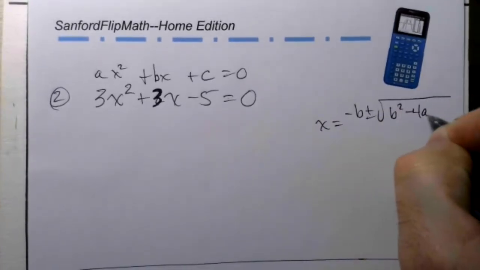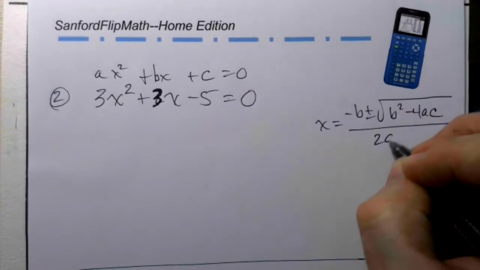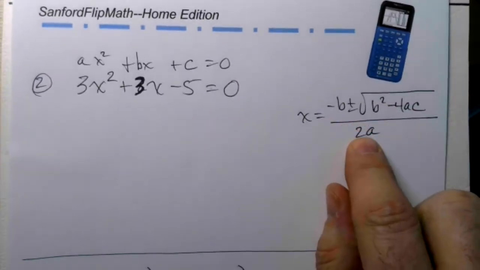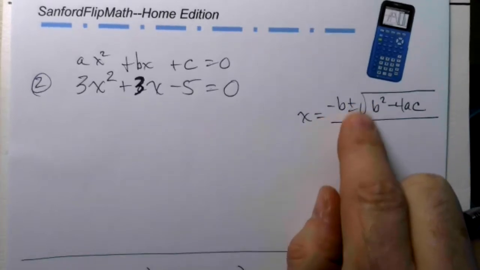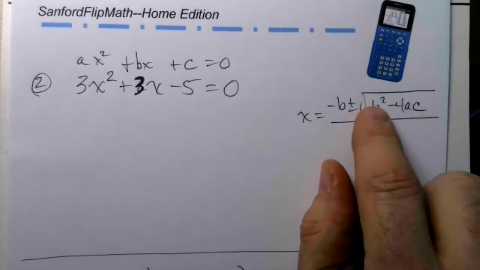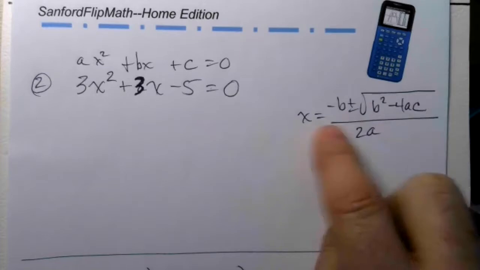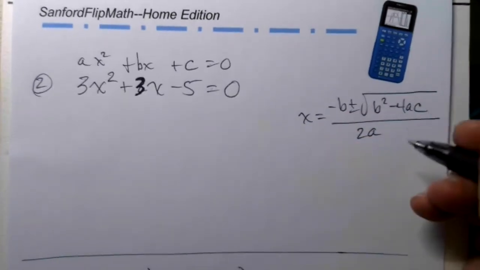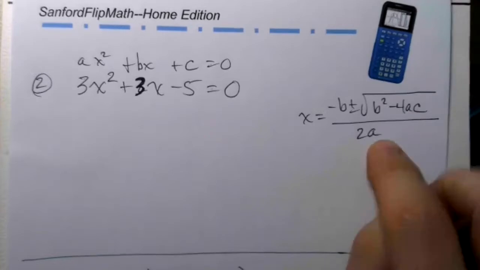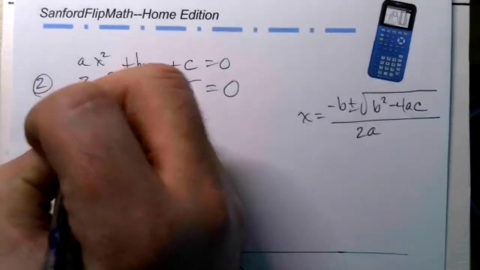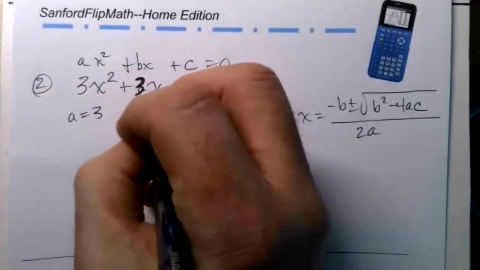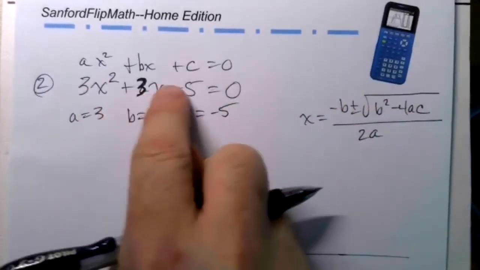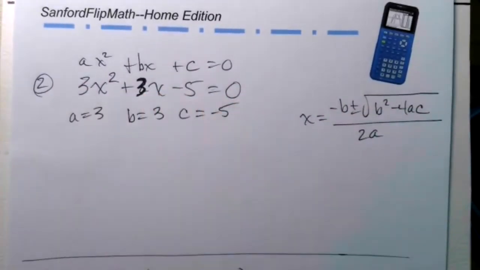So I'm just writing down the formula again because I know we need to see it a lot now. So negative b plus or minus square root of b squared minus 4ac all over 2a. X equals negative b plus or minus the square root of b squared minus 4ac all over 2a. Just saying, that's a spoiler. All right, so here we go. The a is 3, the b is 3, the c is negative 5. So I'm just peeling these numbers off of here. It's already in standard form.